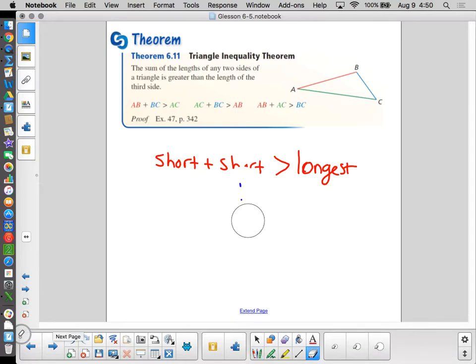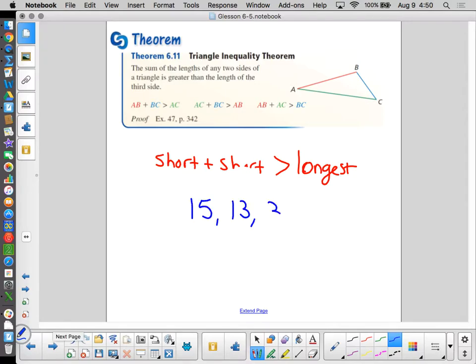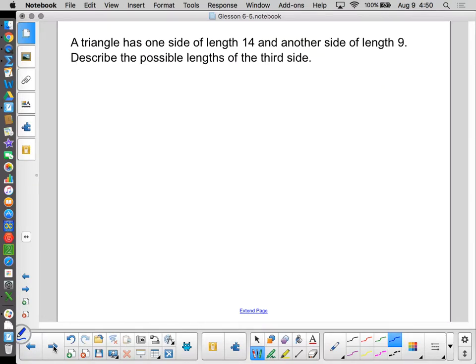Also, please remember, the sides aren't always going to be listed shortest to longest. I could go 15, 13, 3. 15 plus 13 is greater than 3. Yeah, that's great, but that's not the two shortest sides. The two shortest sides are 13 and 3. And 13 plus 3 is greater than 15, so yes, we are good. Okay?